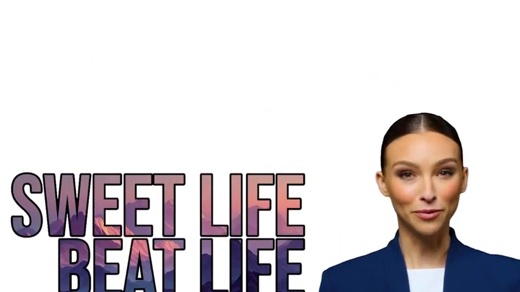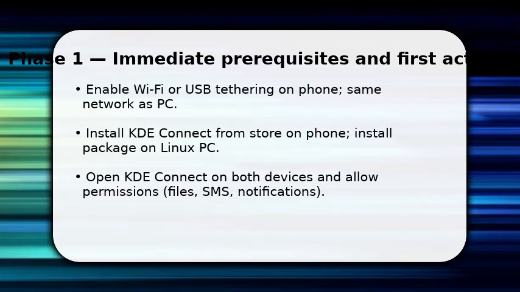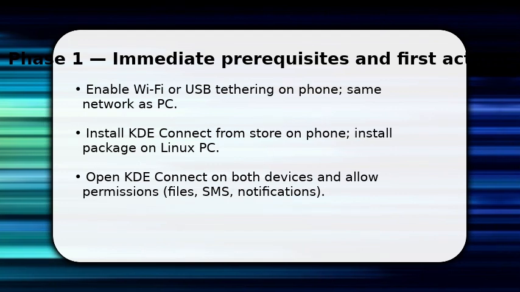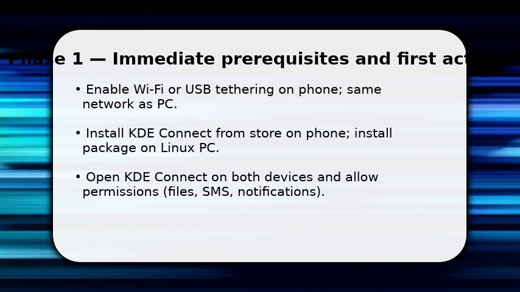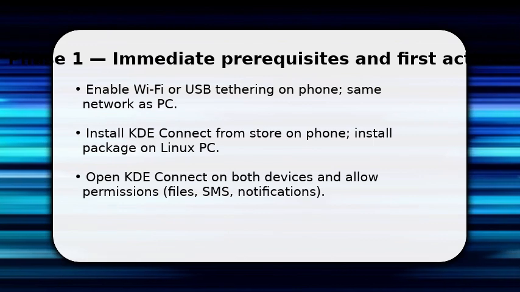We hope this video helps. You start by making the connection possible. Put both devices on the same network or connect via USB tethering, and install KDE Connect on your phone plus the KDE Connect package on your Linux PC. You need to grant permissions when prompted, files, SMS, notifications, because KDE Connect uses those to sync. Once the apps are installed and permissions accepted, move to pairing. This is the first actionable step toward control and file transfer between phone and desktop.